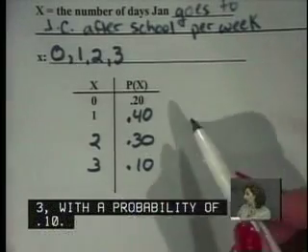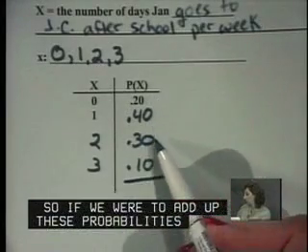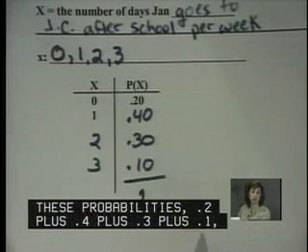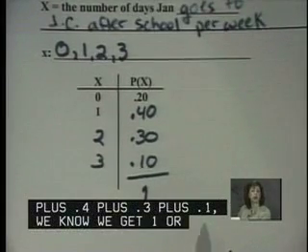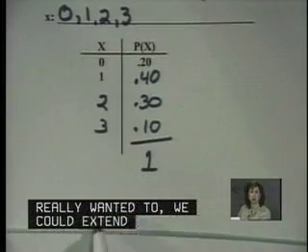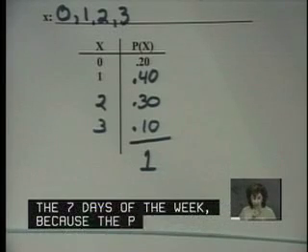So if we were to add up these probabilities, 0.2 plus 0.4 plus 0.3 plus 0.1, we know we get 1 or 100%. And that's why, if we really wanted to, we could extend the chart to the 7 days of the week because the probabilities next to them would just be 0.